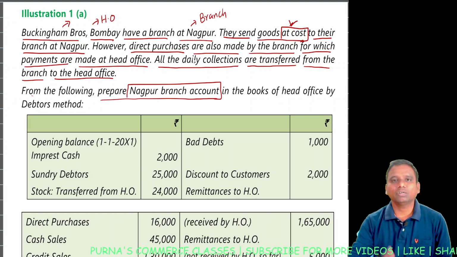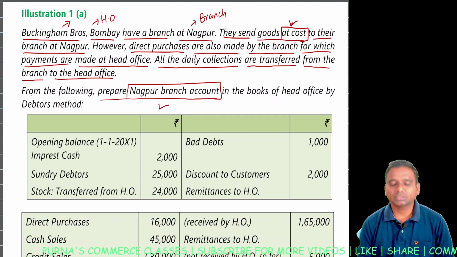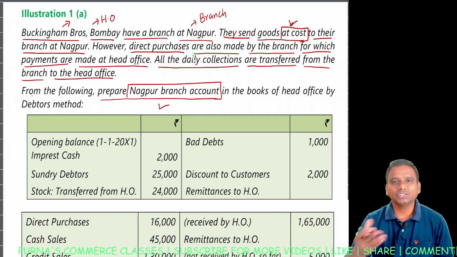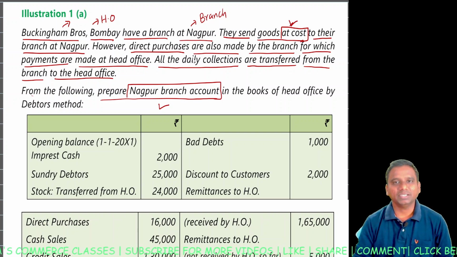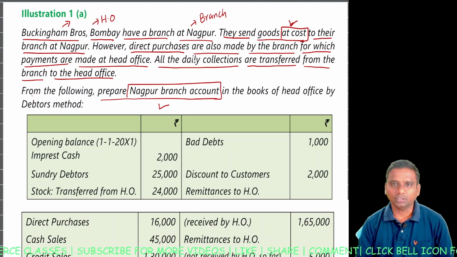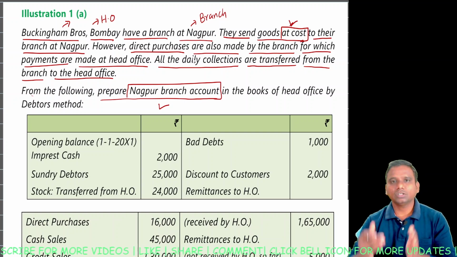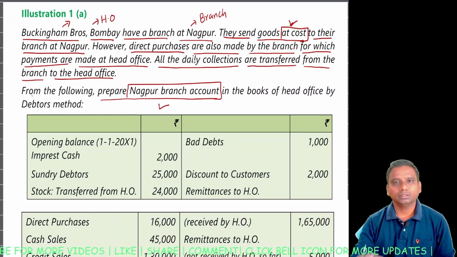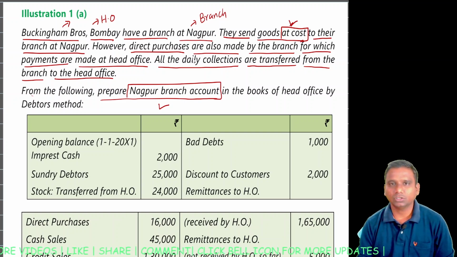That depends on the requirement of the problem. In this problem, what is the requirement? They are just asking to prepare the branch account. Under the debtors method only, we prepare the branch account. Under the stock and debtors method, we prepare various accounts. Under the final accounts method, they will give the requirement: prepare the trading and profit and loss account of the branch. So based on the requirement, we identify which method to follow. I hope this concept is clear.